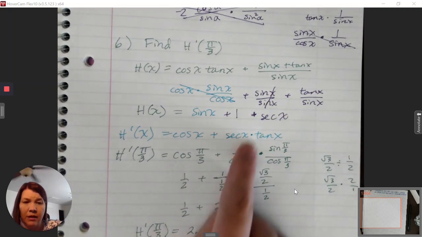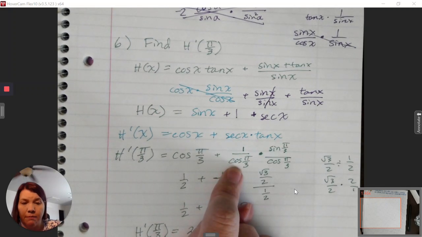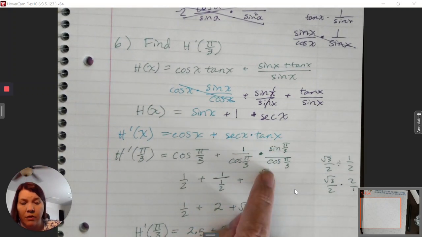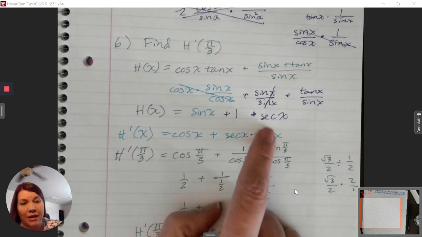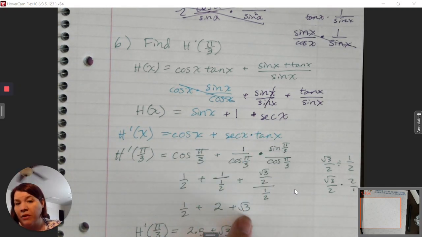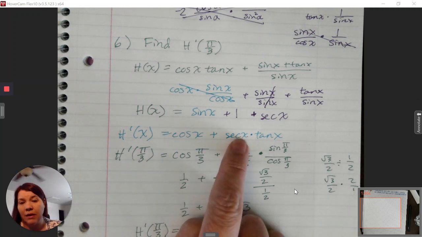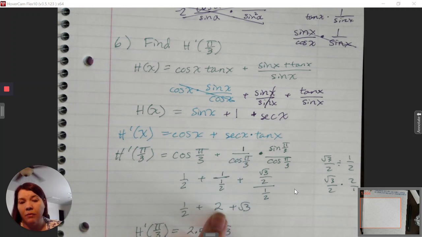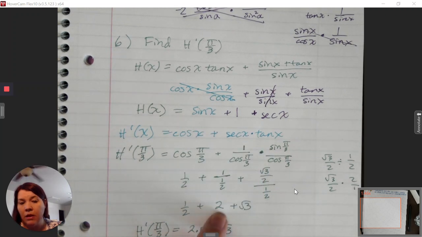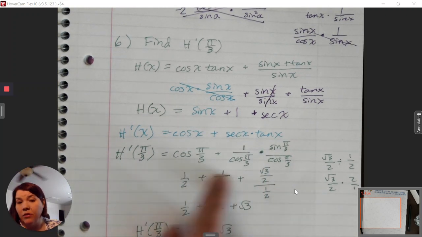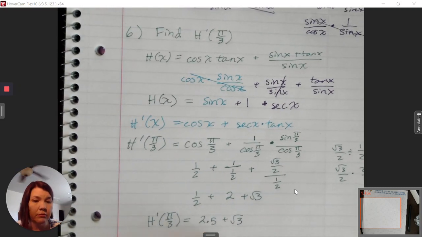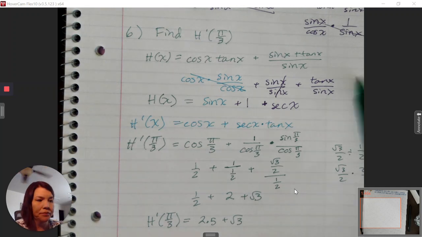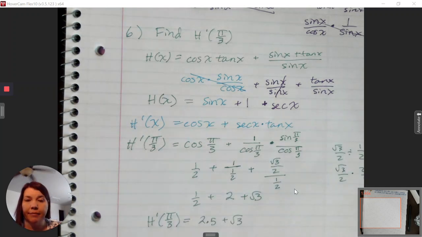Plugged in. And again, I rewrote secant as 1 over cosine. I rewrote tangent as sine over cosine. Again, to things I knew. Now, if I had remembered that the tangent of pi thirds was radical 3, I wouldn't have had to do that. If I'd remembered that the secant of pi thirds is 2, I wouldn't have had to do this. But I didn't, so I did this. And then you have the final answer. 1/2 plus 2 is 2.5, plus radical 3. I'm going to leave it right there. All right, have a great day.